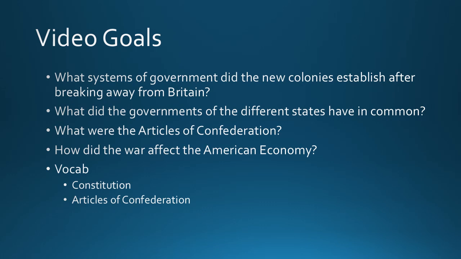What systems of government did the new colonies establish after breaking away from Britain? What did the governments of the different states have in common? What were the Articles of Confederation? And how did the war affect the American economy? Also, I want you to know what a constitution is and what the Articles of Confederation were.